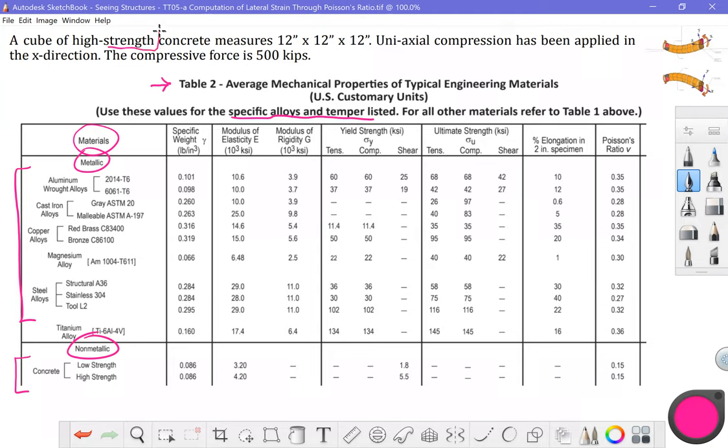The problem statement tells us that we're dealing with high strength concrete. And concrete, of course, is not this simple. In real life, concrete is not specified as like low strength or high strength. You can actually custom design concrete to have any number of strengths, but we're gonna just read the values off the table. We're not gonna need the specific weight. We will need the modulus of elasticity. So let's grab that one. That's gonna be 4.2 E3 KSI.